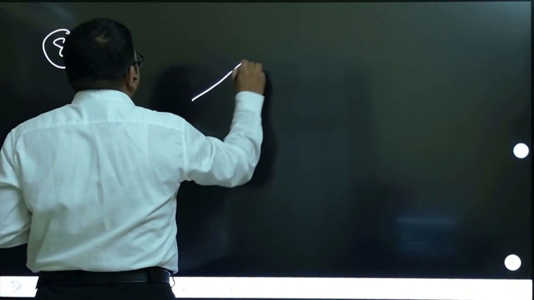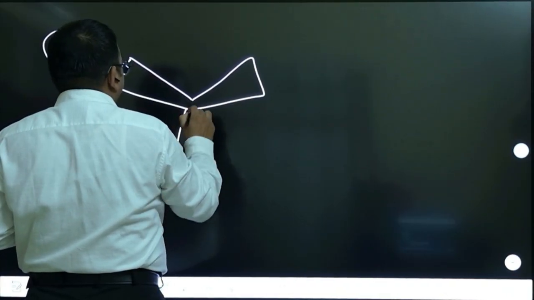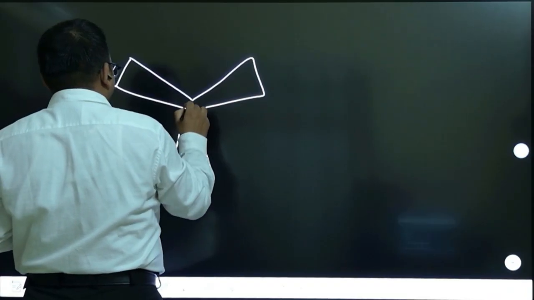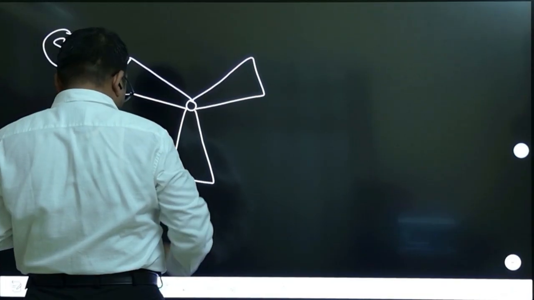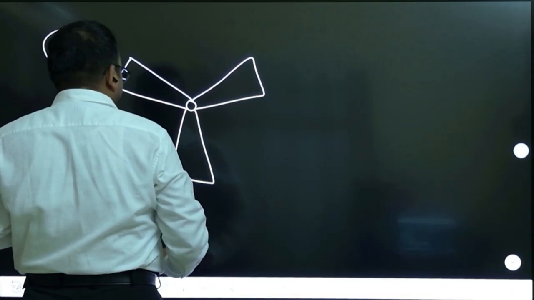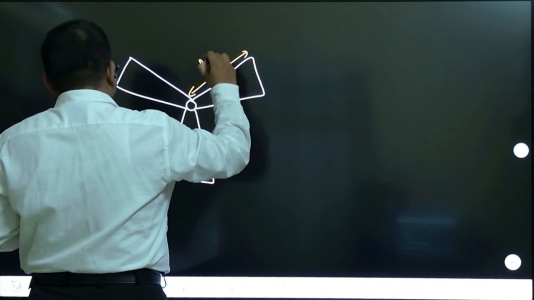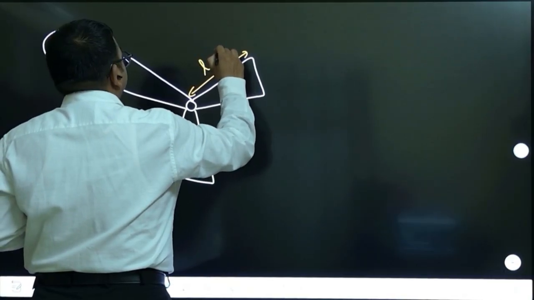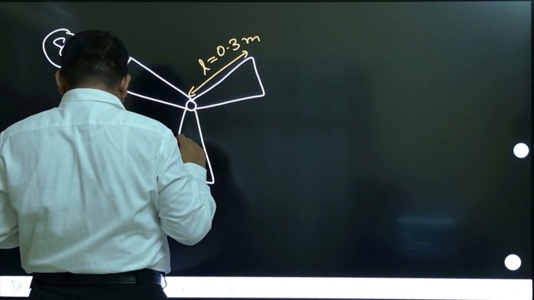Electric fan has blades of length. If there is a fan, let us say these are blades of the fan, like this. Blades are there. Okay, and this blade of the fan has length. So that means this total length is given, and they have given as 30 centimeter, means 0.3 meter, as measured from axis.